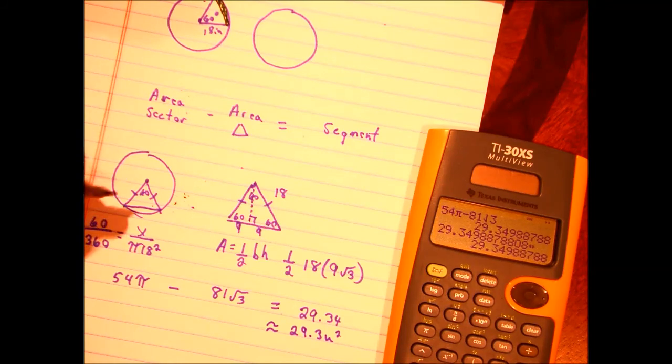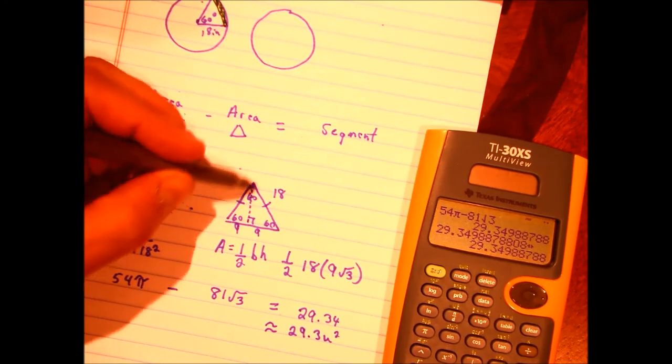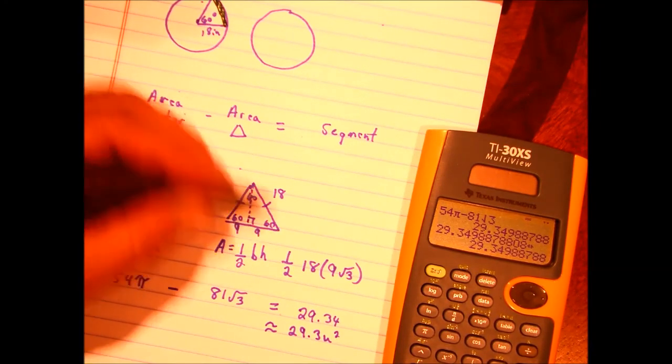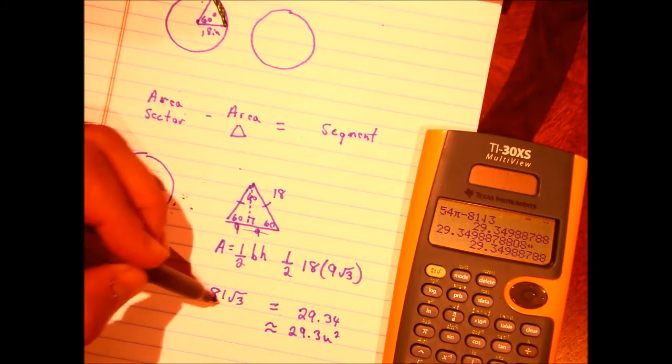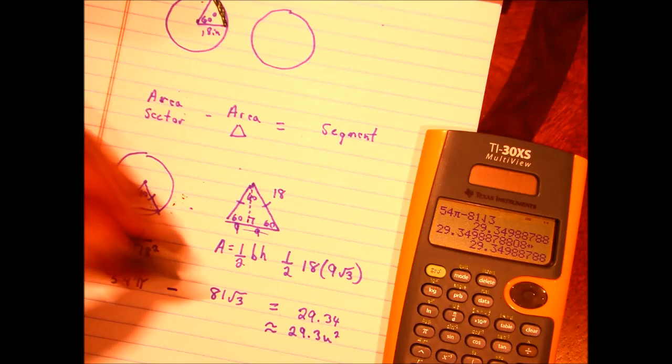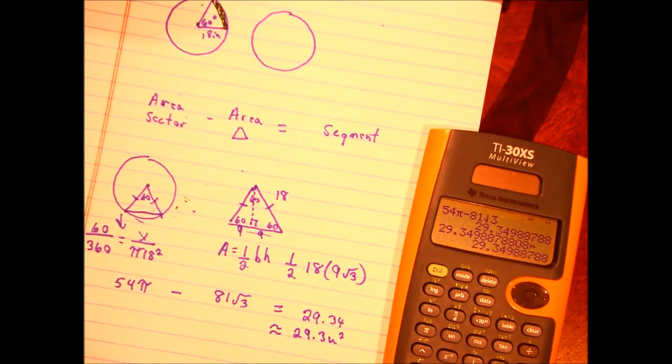So again, finding the area of the sector, that's that work. Then the work for the triangle, 1/2 base times height, area, minus the two, and that will give me the crust, or the segment.